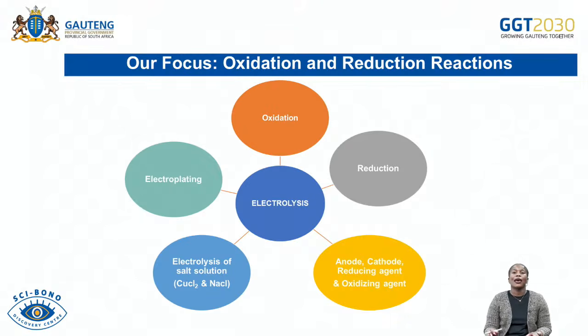Also, we're going to be looking at the important terminologies that embody the whole chapter, which is, we have to know what an anode is, what a cathode is, a reducing agent, as well as the oxidizing agent. We're also going to be looking at electrolysis of salt solution, that is, a copper chloride or sodium chloride solution. Lastly, we're going to be focusing on electroplating.